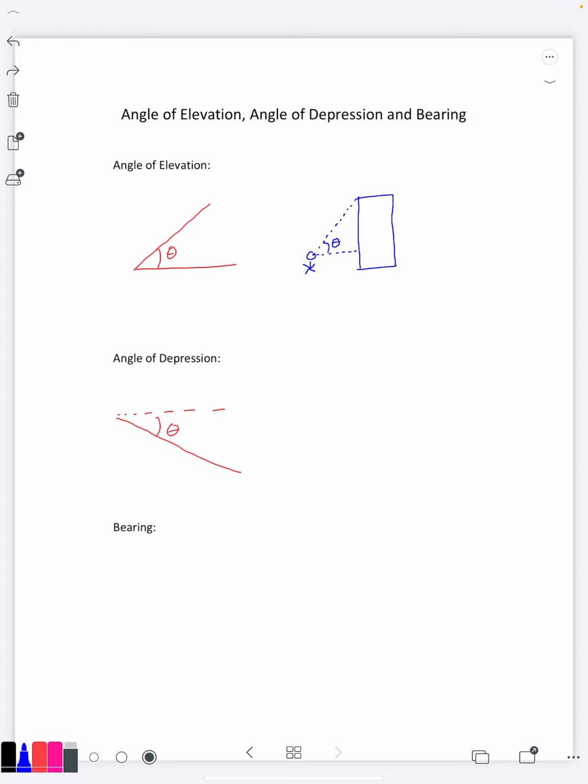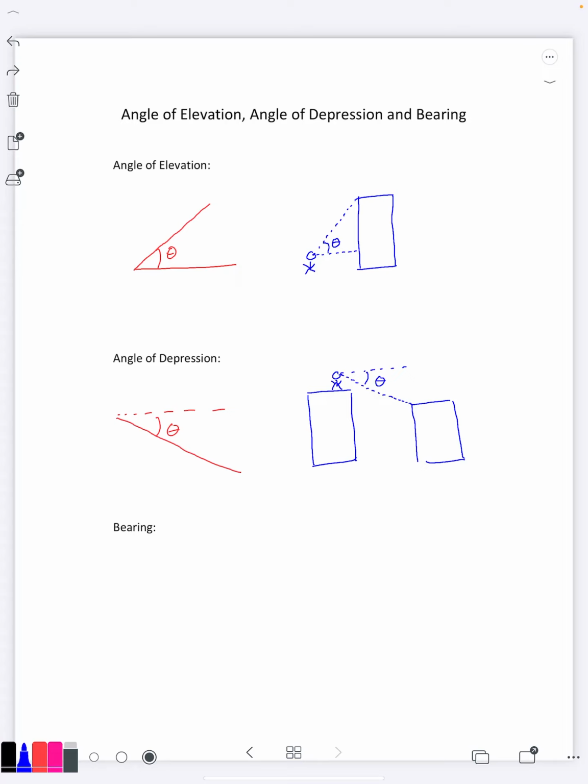So once again, an example might be you're on top of a building now, and if you were to look straight out, you look at that, but what if you have a shorter building over here and you ask how much you have to tilt your head down in order to see the edge of that second building? That angle there is what we call the angle of depression.